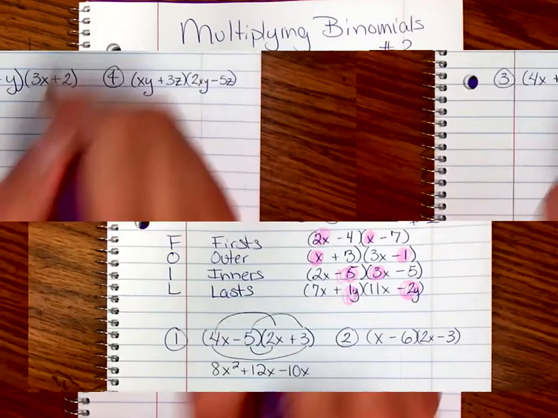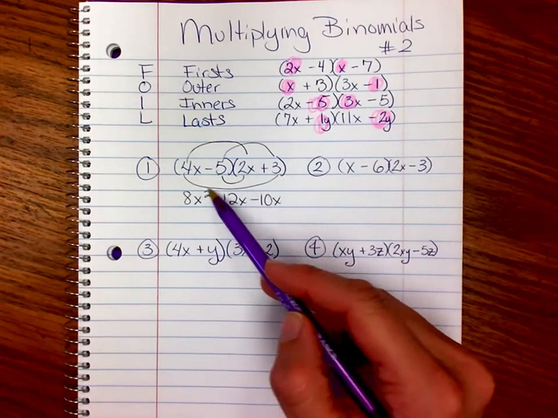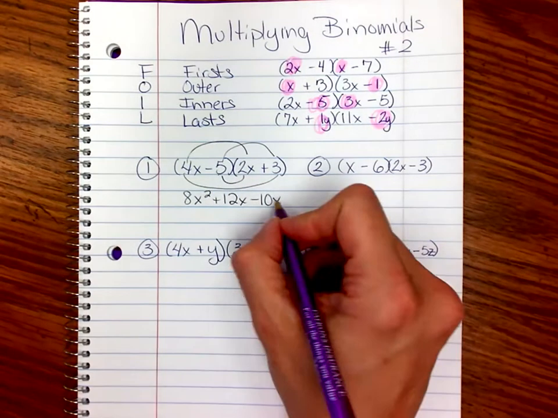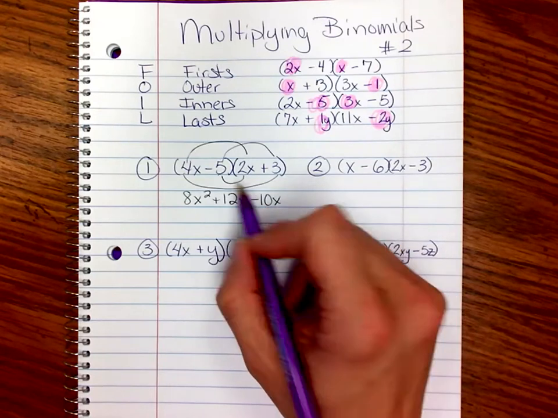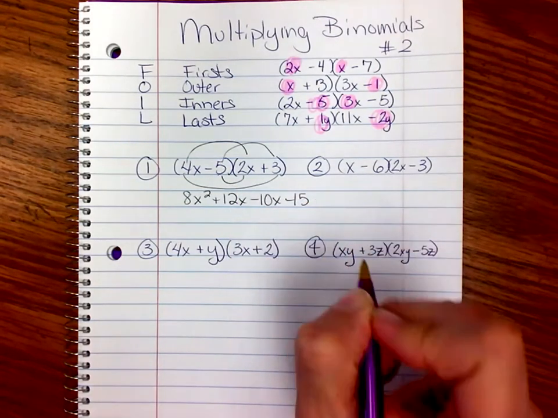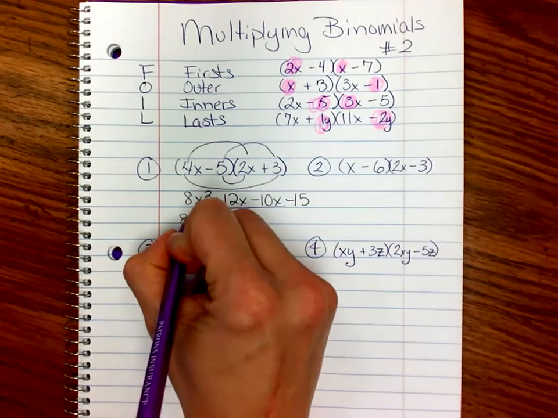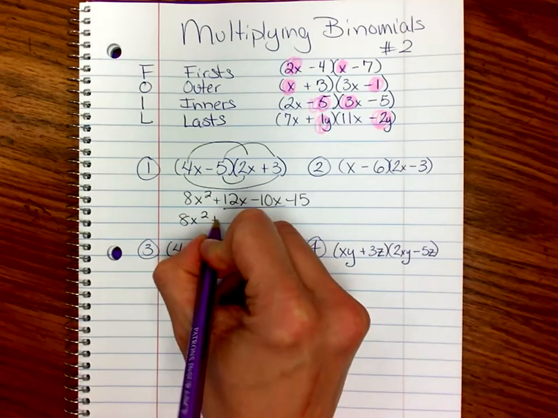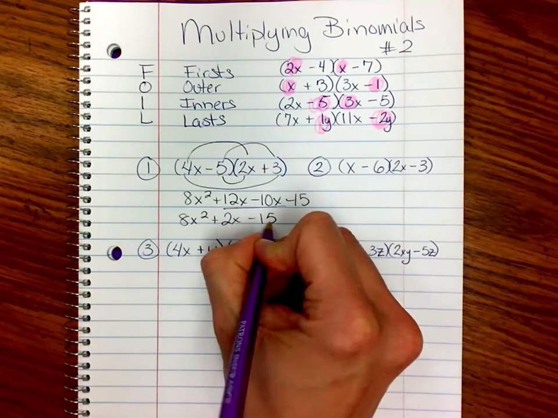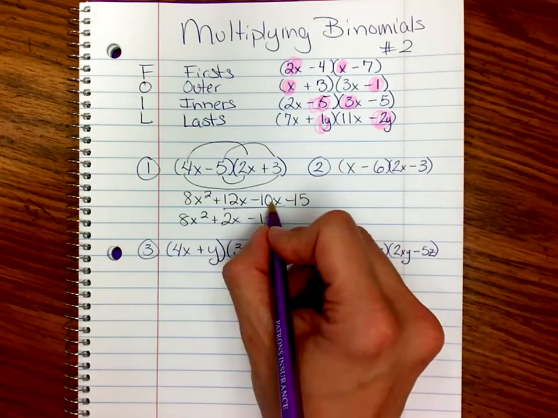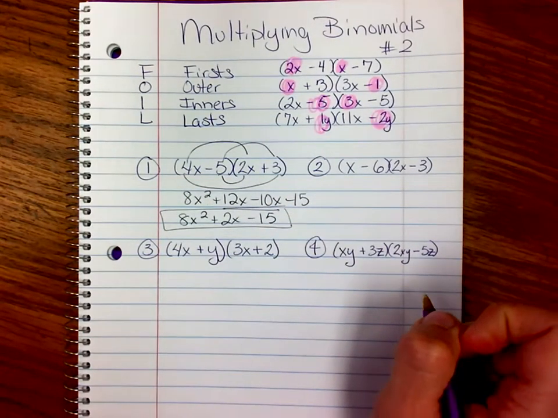And our lasts. Some people think that makes a little face, like with little eyebrows and a nose and a mouth. Sometimes that's how people figure out and remember how to do it. But anyway, that was a negative 15. That was a side note. These two are combinable. They are like terms. So to rewrite that and get the final simplified answer, we're going to combine like terms. And 12x minus 10x is 2x. So that's our final answer on that one.